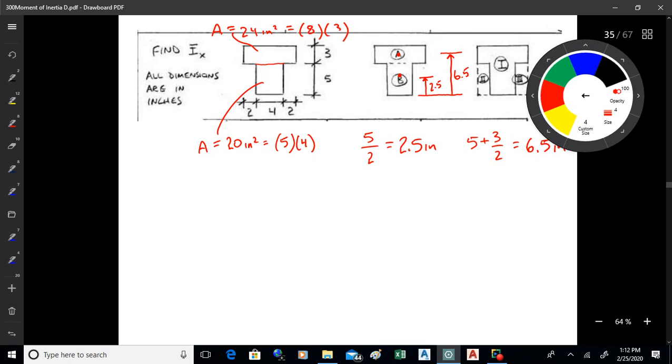Okay, so the area of the top's 24 square inches, 8 by 3. On the bottom it's 20. And then the distances are half of 5, and then 5 plus half of 3, 3 over 2. Okay, is that all right?